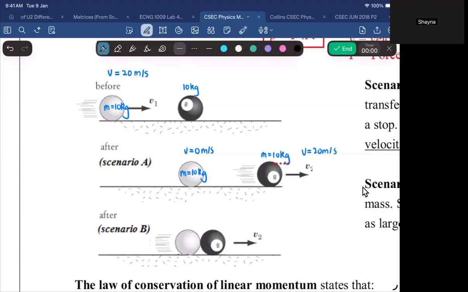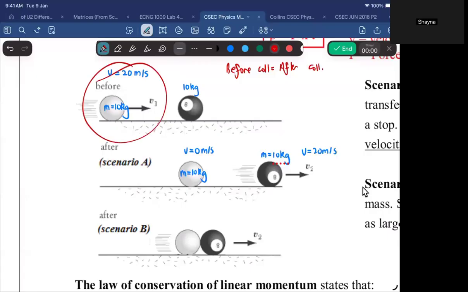So Shayna, before the collision for scenario A, what was the momentum? Before collision must be equal to after collision. So before collision, 200, looking at the white ball. We need to find the momentum. The momentum will be mass times velocity. What's the mass there? 100 kg. Not 10 kg. Oh, sorry. It would have been 200. Yeah, 200.